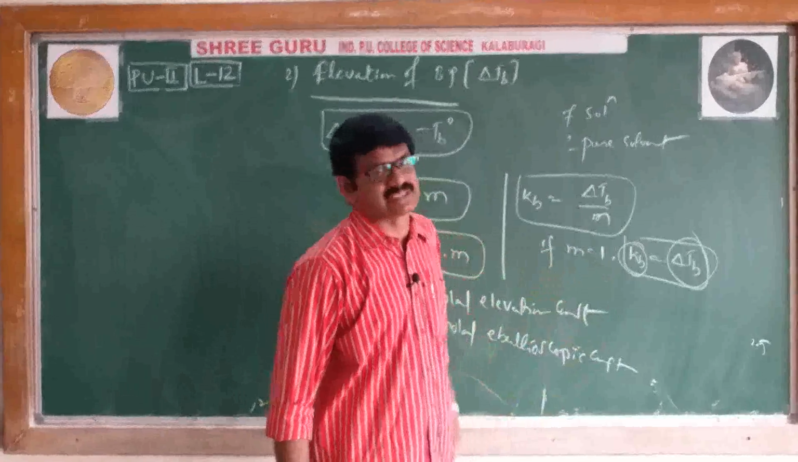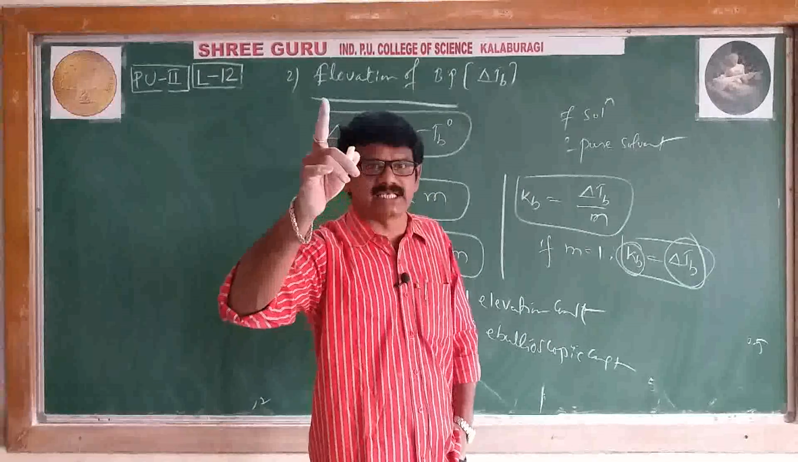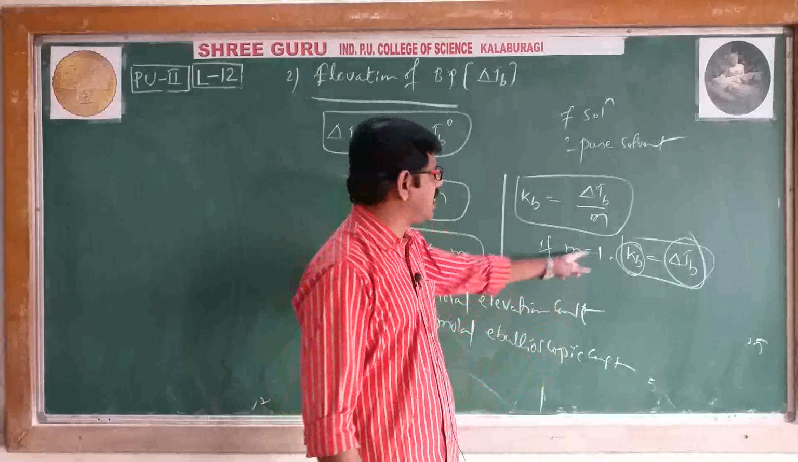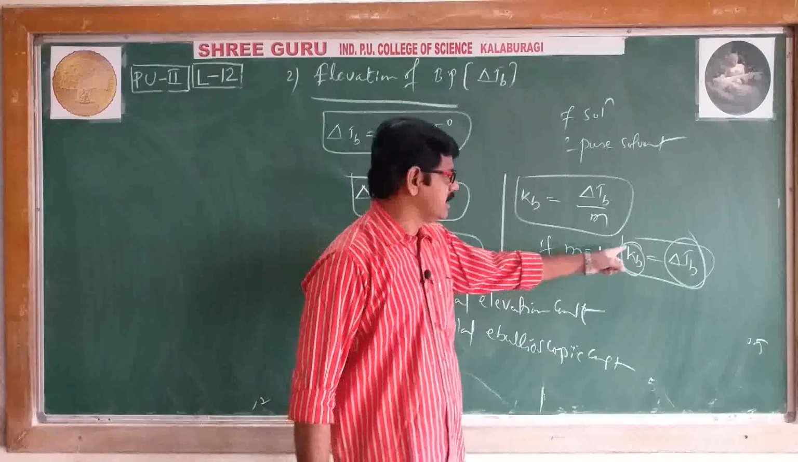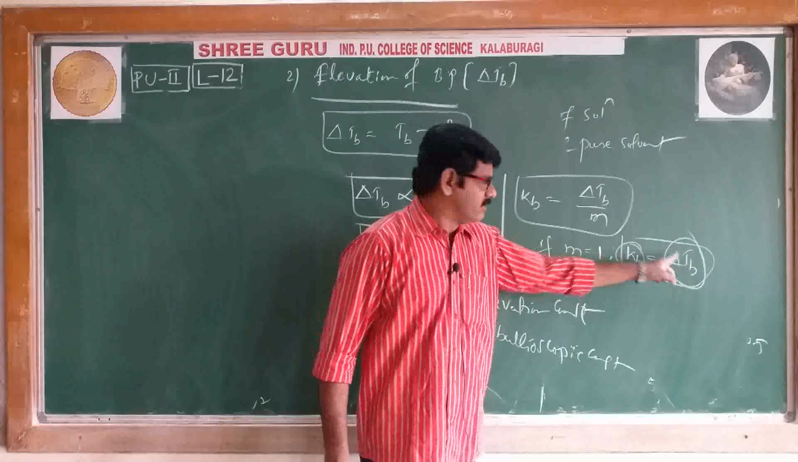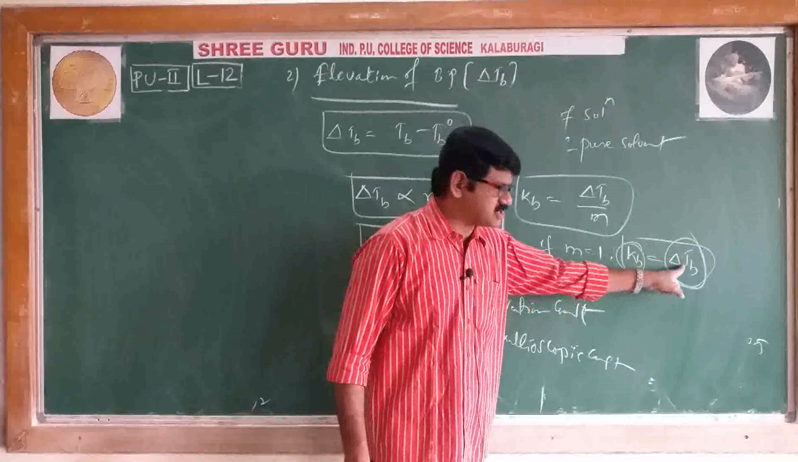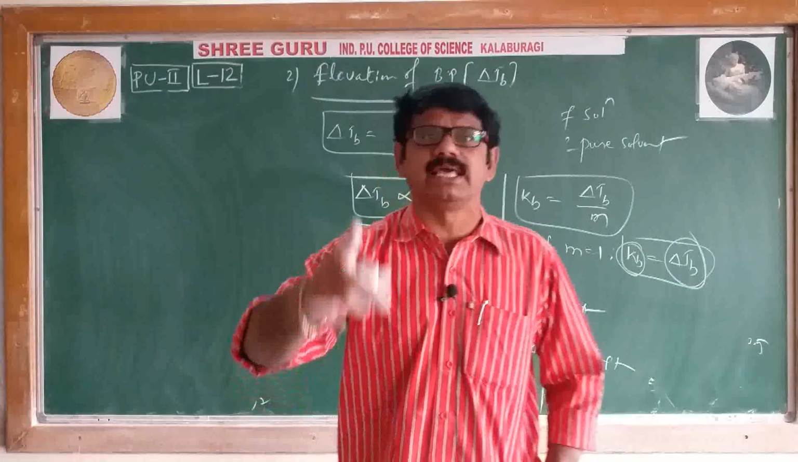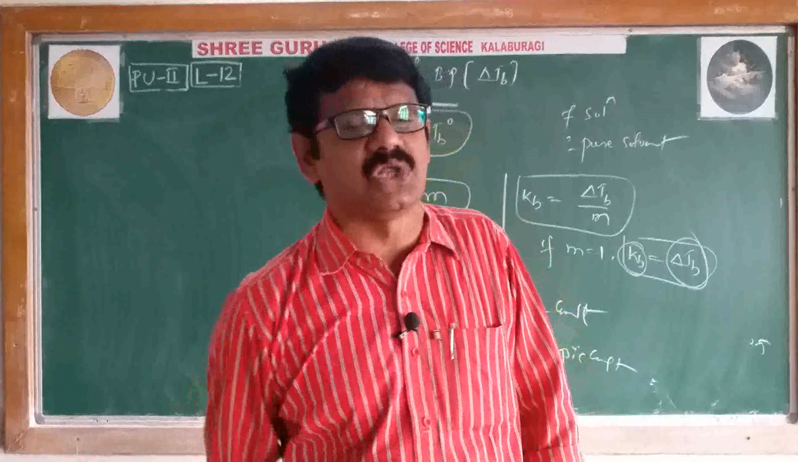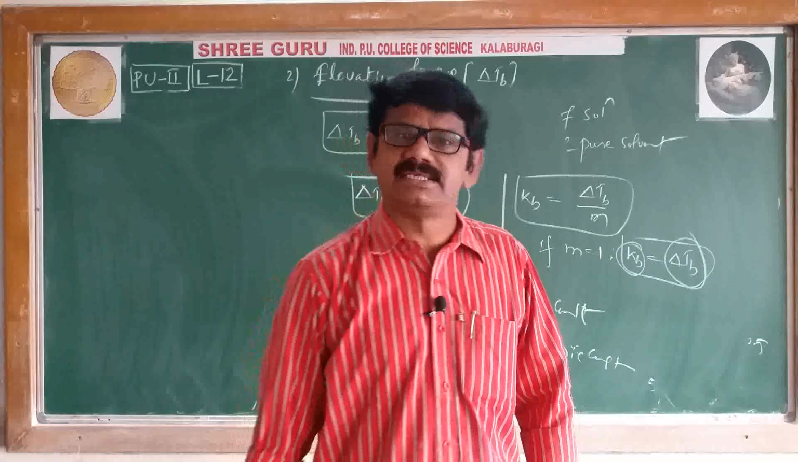Because we are taking molality as 1. Molality equal to 1 means 1 mole of solute is present in 1 kg of solvent. Then only molality equals 1. That's why KB is also delta TB when m equals 1. The molal elevation constant is also the elevation in boiling point, but when 1 mole of solute is present in 1 kg of solvent.